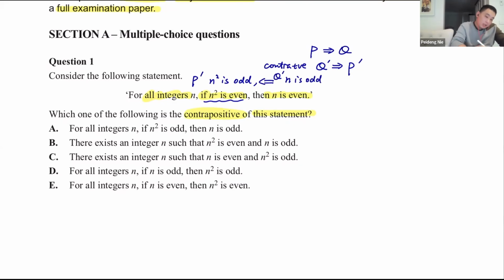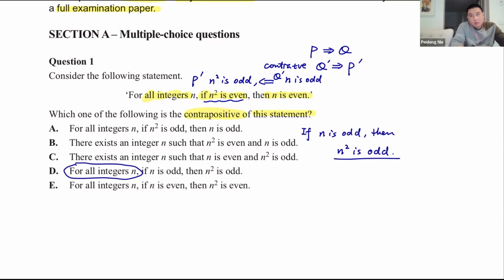So rewriting that in reversed order: n is odd, then n squared is odd. Remember, the scope of this statement is for all integers n, so it's still the same: for all integers n, if n is odd, then n squared is odd. So I would say option D is the correct answer.